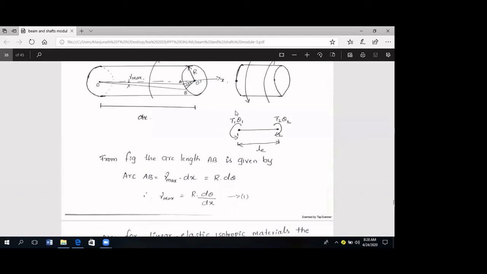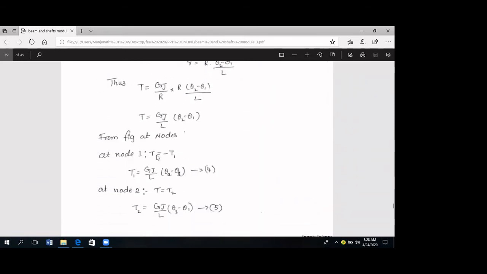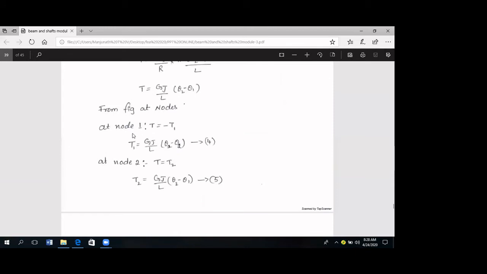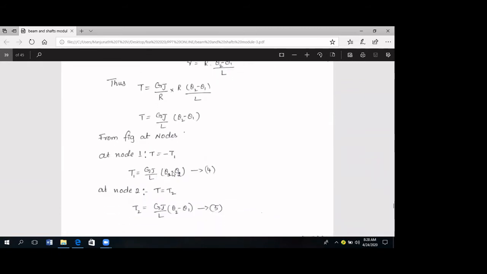Okay, as it is a rotating element, because of the constraints there will be an opposing force, that is, the opposite torque, which exists so that at node number 1 the torque will be negative. So T is equal to T1. Whatever this equation theta 2 minus theta 1, you can write it as theta 1 minus theta 2 because of the minus sign here. So the final equation is T1 equals GJ by L (theta 1 minus theta 2). You just multiply the minus, then the equation we get is like this. That gives equation number 4.